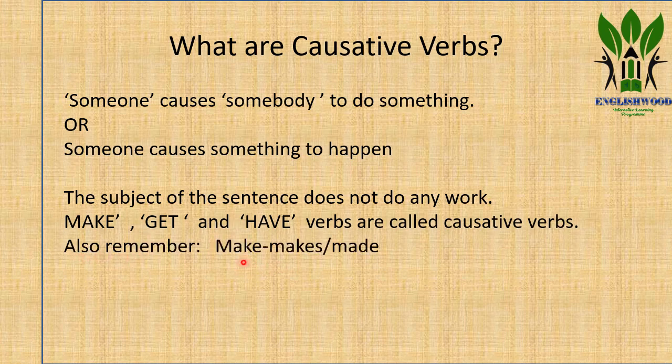And do remember that make means makes and made, get means get, gets and got, and have means has and had also. You have to remember that make, get, have are verb 1 forms, and made, got, had are verb 2 forms. They are all used in English. Now let's see.